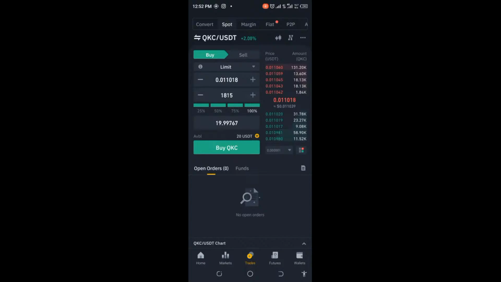If I buy this and wait, what's going to happen is I'm just going to get 1815. But if I go back and click on the first red, and I put 100%, I'm just going to lose 4 of that. So that's like 4 cents.